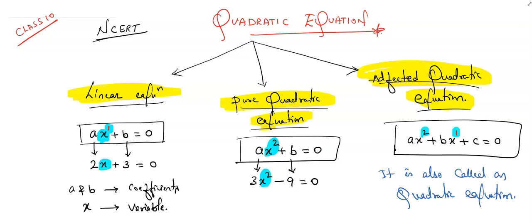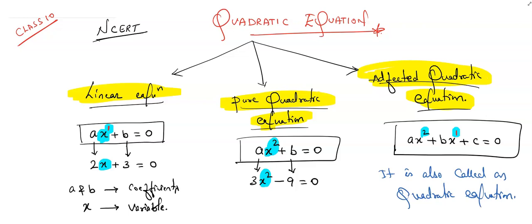So linear equation means what? An equation which involves a variable whose highest degree is only 1 is called linear equation. I think you are copying the notes. Is called linear equation. Now come back to pure quadratic equation.